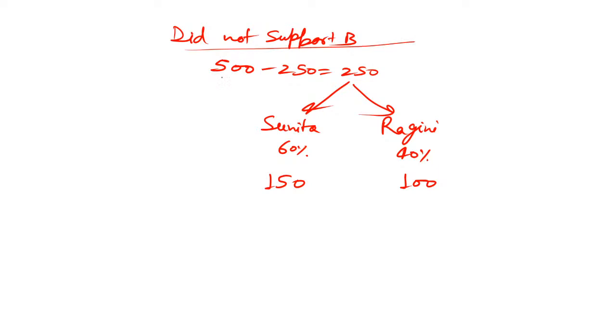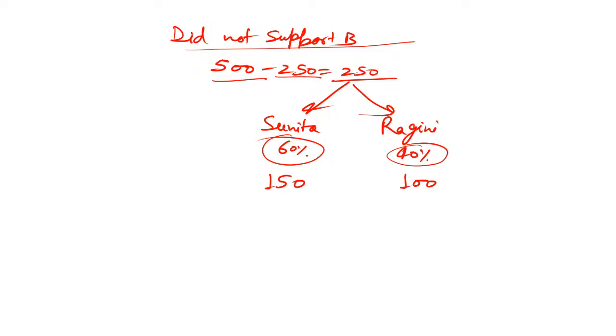We know out of 500, 250 support B. So how many of them do not support B? 500 minus 250. That is 250. Out of this, 40% prefer Ragini. So remaining 60% prefer Sunita. Okay. Now, guys, I hope this point is clear.